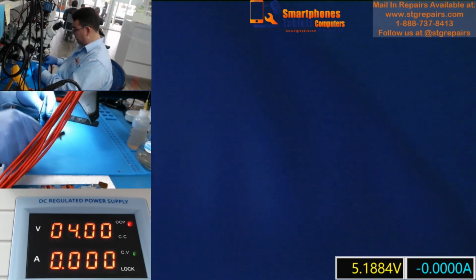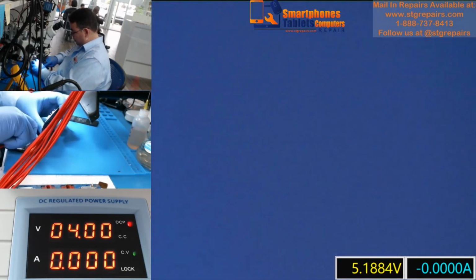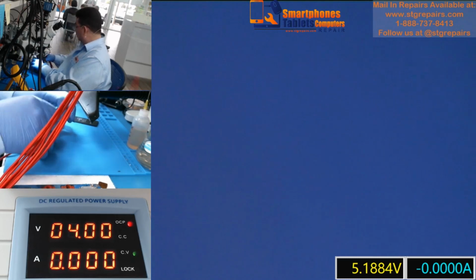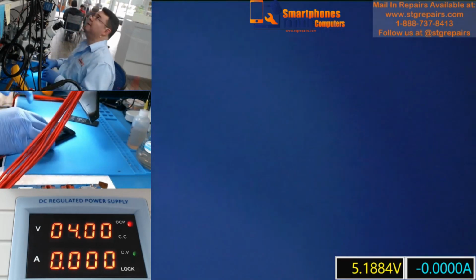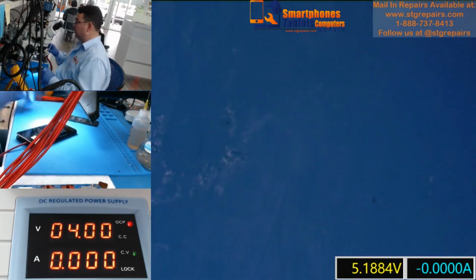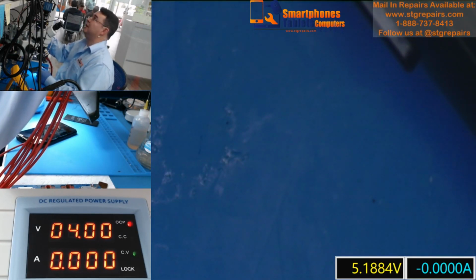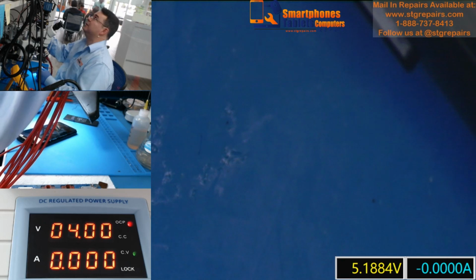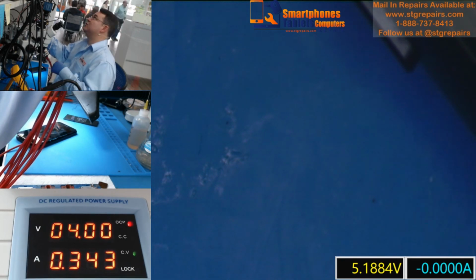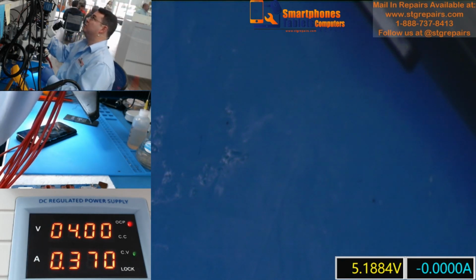Okay. I just installed the screen and I'm going to turn on the phone now. I want you to check the power supply. So you can see it starts at 200 milliamps.